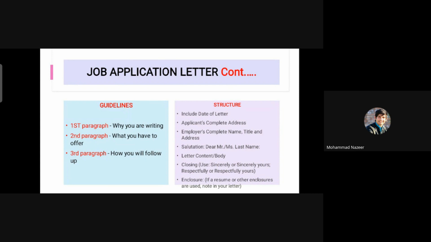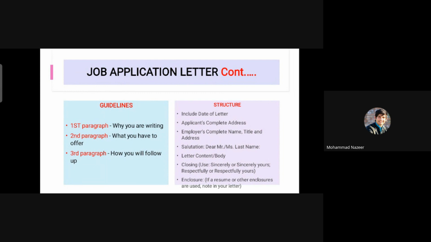Then you should frame the content, the body should be there. What you are going to write, that is something which we have mentioned: what you are writing, what you have to offer, how you will follow up. All these things are required over there. So this is how we frame a job application letter.